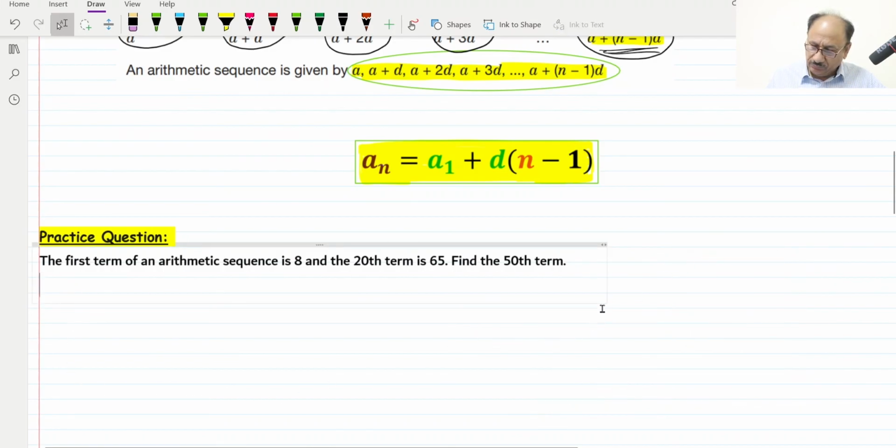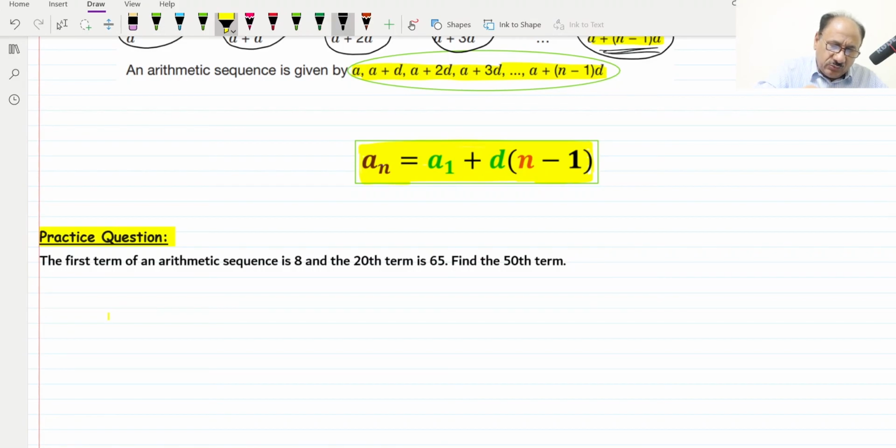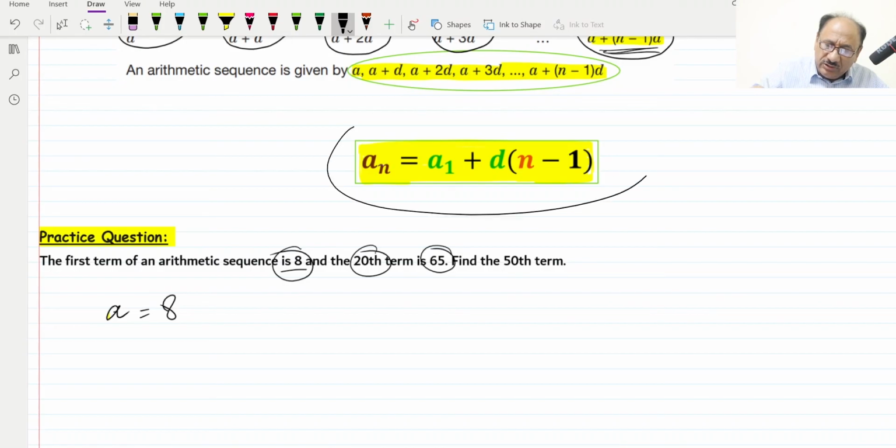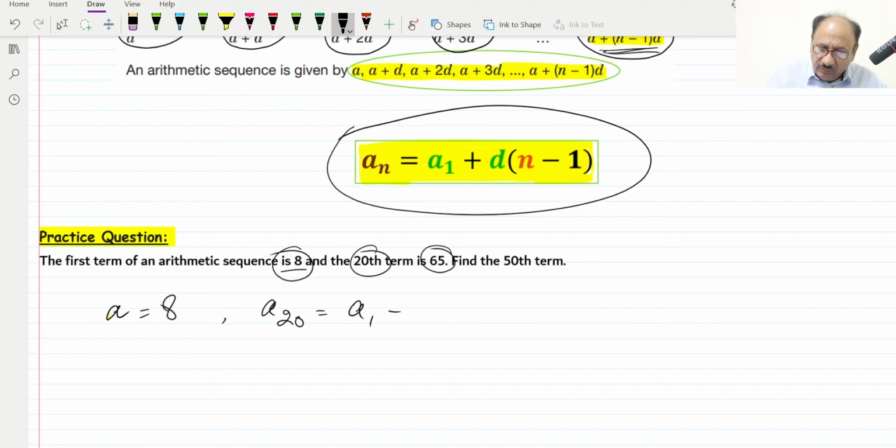We can go through the practice question. It says the first term of an arithmetic sequence is 8. We represent the first term by a, so our first term a is 8, which is provided here, and the 20th term is 65. We know how to write the 20th term: if we replace n with 20 in this formula, a20 will be equal to a1 plus d into 20 minus 1.